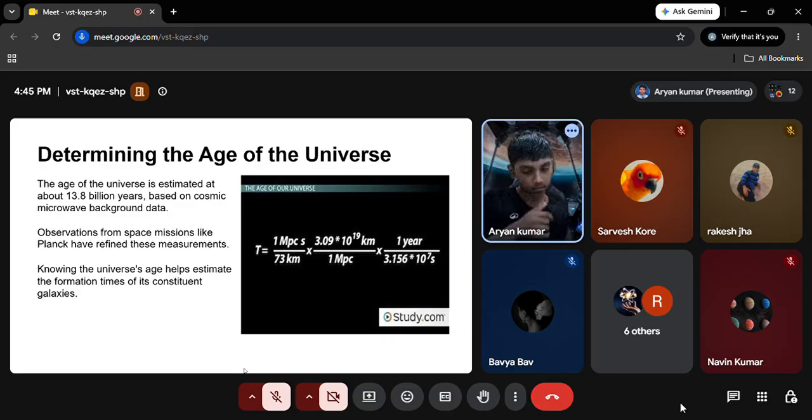So our galaxy is also about the same age. It was formed about 1 or 1.2 billion years after that. I just can't remember the whole date. I think it's 11 or something like that billion years old.